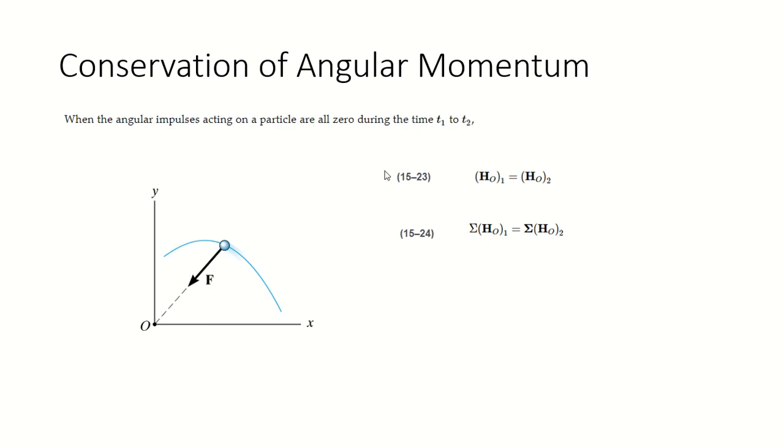Conservation of angular momentum, conceptually, you have to know that when your angular impulses acting on a particle are all zero during the time T1 to T2, we have a conservation of angular momentum, so the sum here is equal to the sum over there. Why? Because your impulse is zero at that time. So we go back to the same equation.